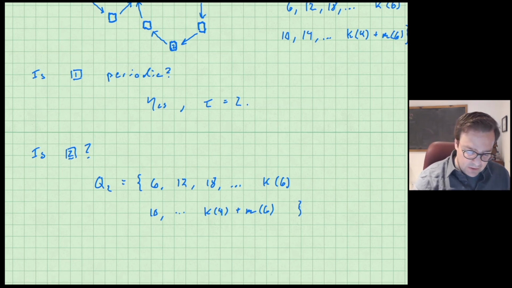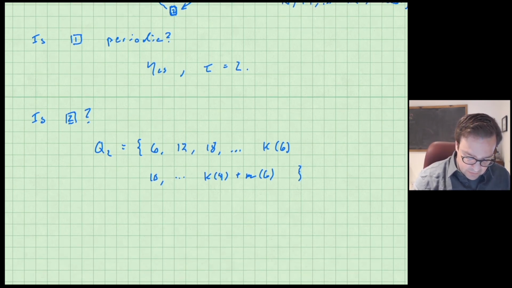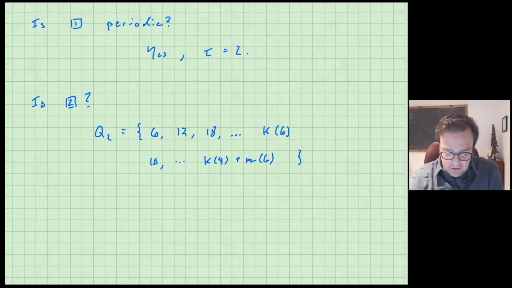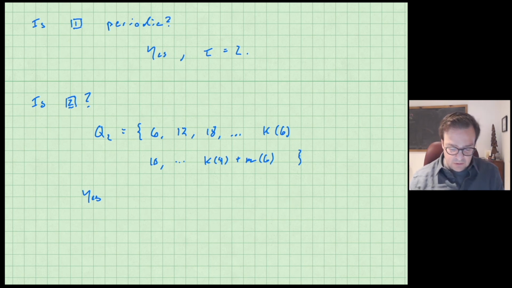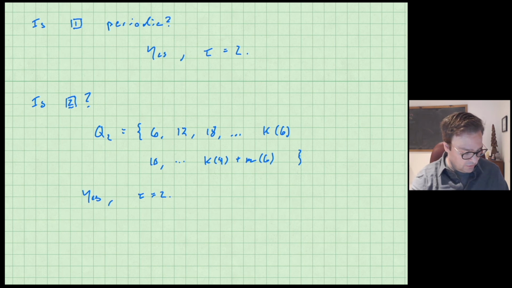And so the answer here is also yes. And again, the greatest common divisor of all these numbers is 2. You might have thought 3 or there are other ones you could try, but 3 doesn't divide 10. So yes, and tau is equal to 2. Okay, so those are both examples of periodic states.